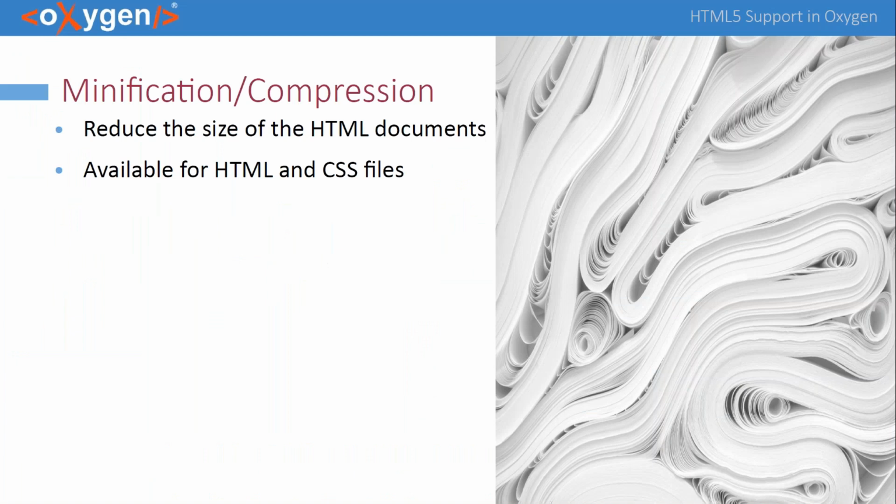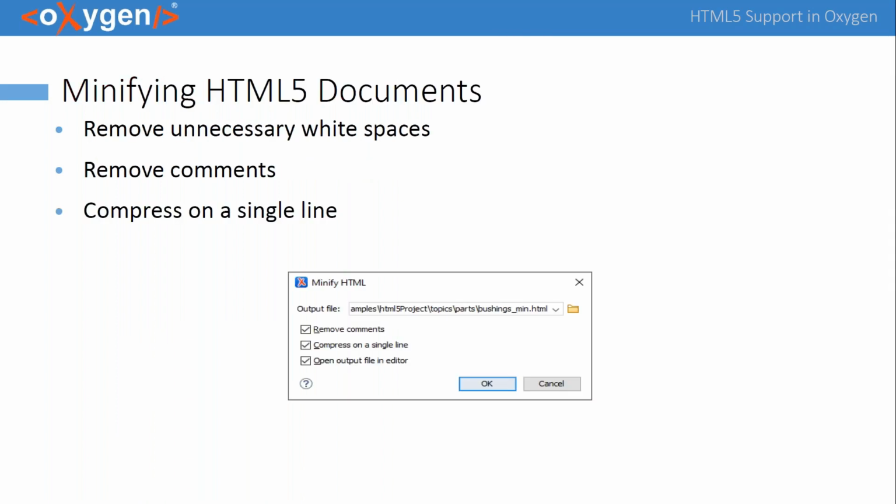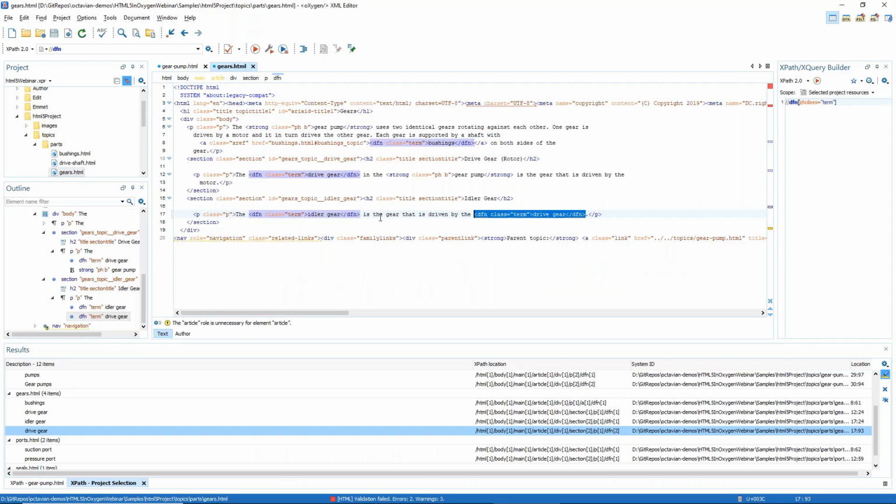Then if you want to publish these HTML documents and get rid of redundant bytes or comments from your HTML or CSS documents, you can use these minification actions that we provide. So for HTML5, we have this action that can be used from the contextual menu, and it removes the comments, compresses the document on a single line, and removes the spaces between the elements. I will show you how this works.